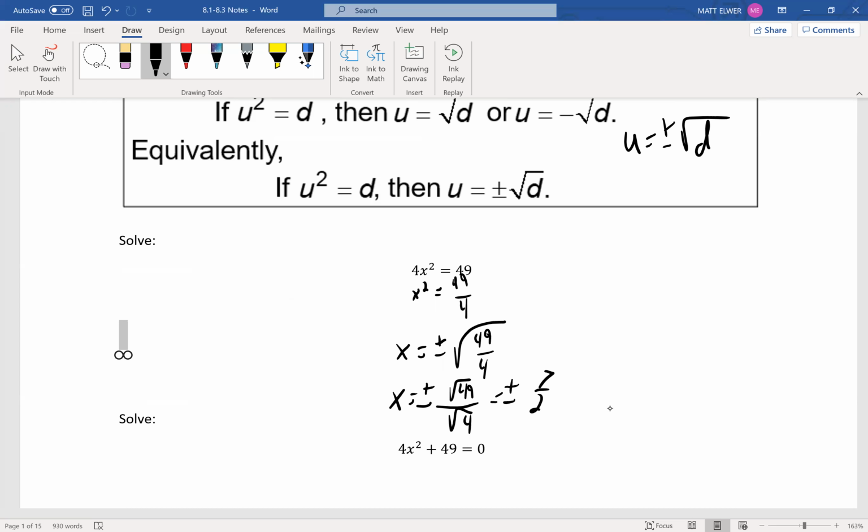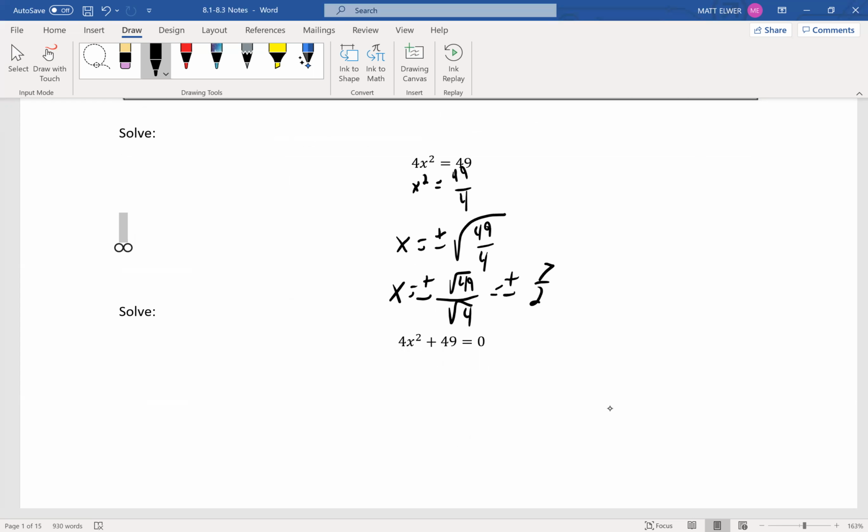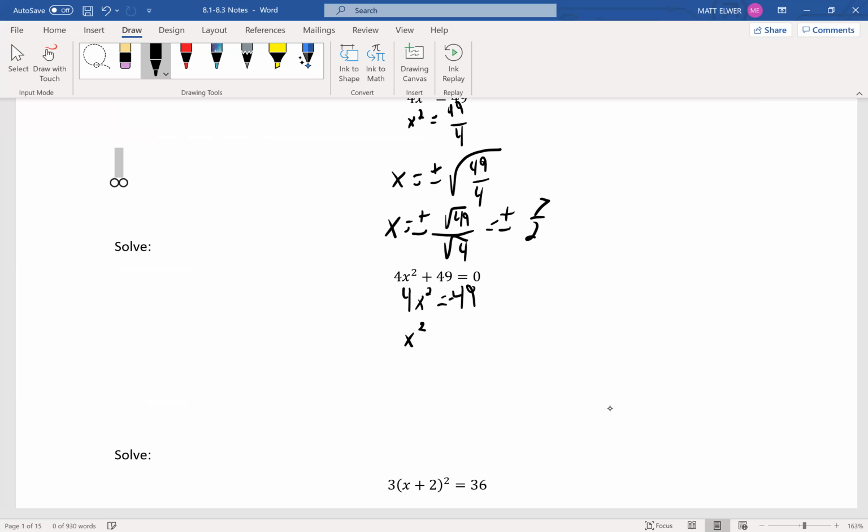Okay, so we can do a similar case for the next one. This one I want to simplify as much as possible. So the first thing I'm going to do is subtract 49 from both sides. If I do that, we end up with a very similar looking equation, where we get 4x squared is equal to negative 49. And I can divide by 4 again on both sides, so I get x squared is equal to negative 49 over 4.